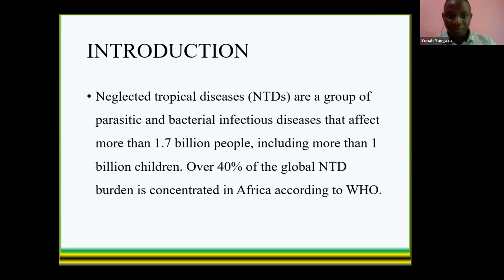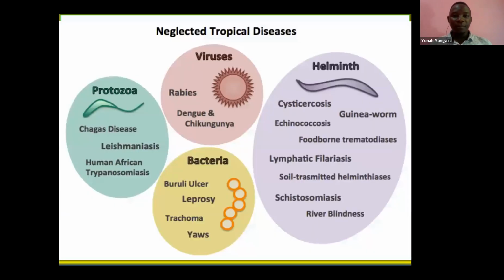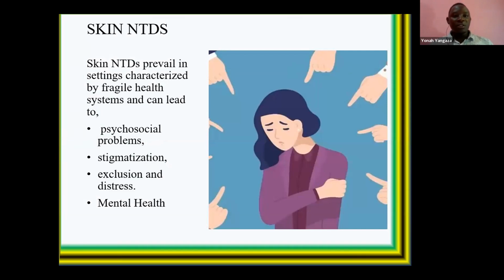Neglected tropical diseases are a group of parasitic and bacterial infectious diseases that affect more than 1.7 billion people, including more than 1 billion children and women. Over 40% of the global NTD burden is concentrated in Africa, according to the WHO. I have shown some of the NTDs with their causative agents. SkinNTDs prevail in settings characterized by fragile health systems, and they can lead to psychological problems, stigmatization, exclusion, and distress, which affects mental health.